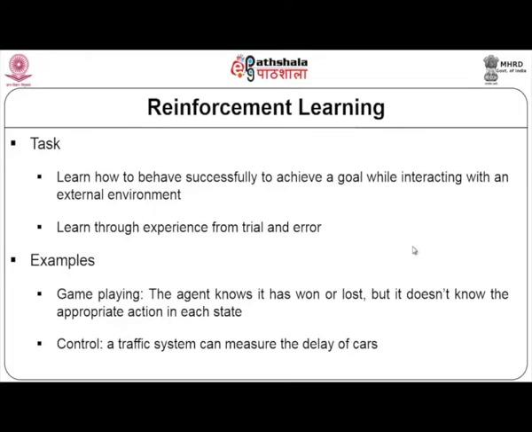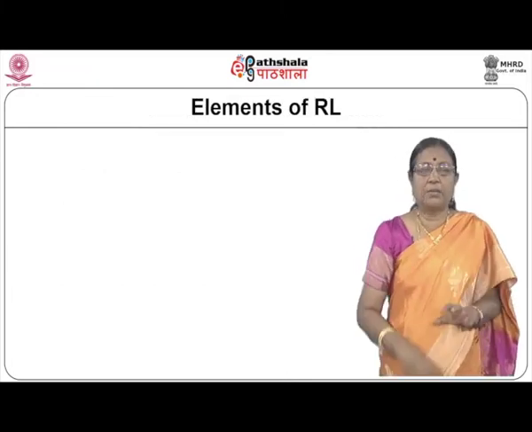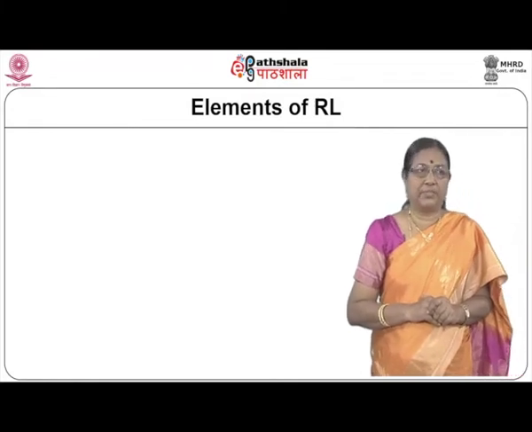The agent knows that it has won or lost, but does not know the appropriate action in each state, it just knows that. Controlling a traffic system, you can measure the delay of cars. So, that is some of the rewards. The reward does not mean you will get a prize, it could be some other parameter that is not directly the state that you have. Okay. So, that is the basics of reinforcement learning.